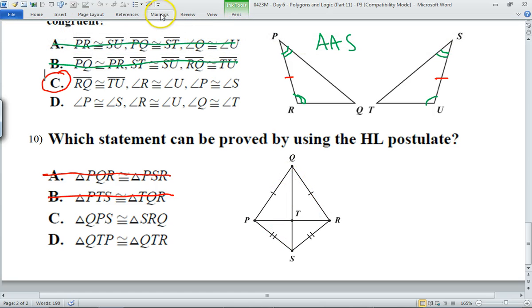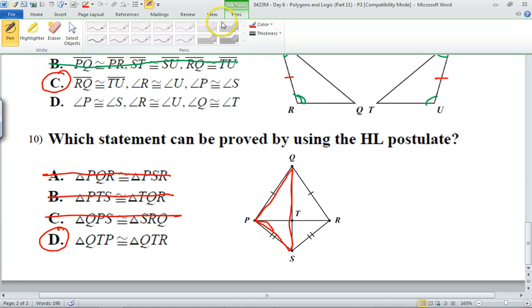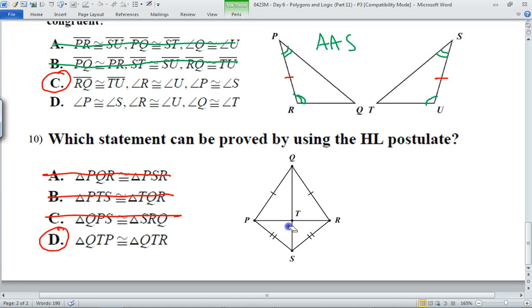Let's check on through. All right. QPS. QPS would be this guy. Whoops, messed up. QPS would be this. That's not even a right triangle. We can't do hypotenuse leg. It's not a right triangle. So it's not C. Well, it must be D, because that's the only one that's left. But let's follow through and see why it's correct.